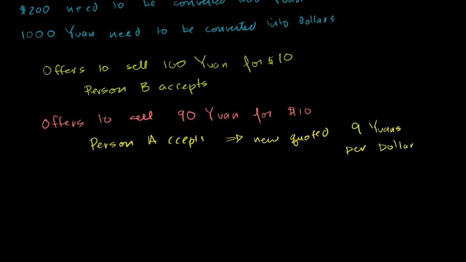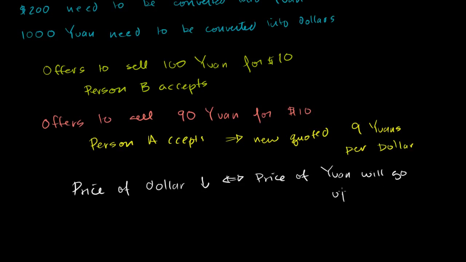So the price of the dollar will go down, which means the exact same thing as the price of won will go up in terms of dollars. The price of dollars in terms of won will go down. I really want you to internalize this. And this is the crux of foreign exchange.